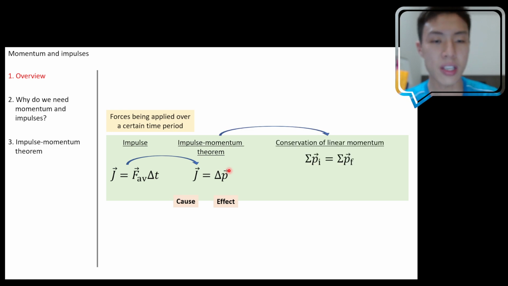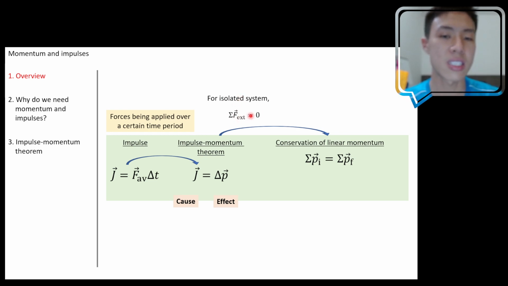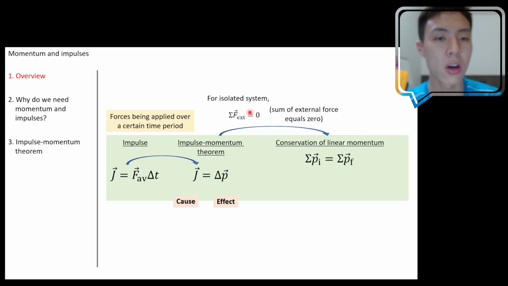Then after that, we'll be learning that under the situation where you have an isolated system, which can be defined as the sum of external force acting in the system is equal to 0, okay, sum of external force is equal to 0, when you have such a system, you know that the linear momentum will be conserved. When we say linear momentum is conserved, that means the sum of linear momentum remains constant throughout the event.